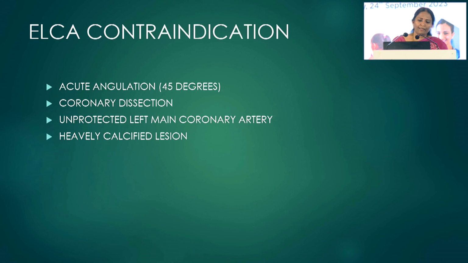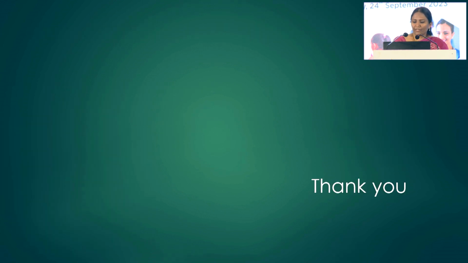It is contraindicated in acute angulation greater than 45 degrees, coronary dissection, and heavily calcified lesion; in unprotected left main we have to use it with caution. So with the help of ELCA, we will be able to achieve a good result, and also there is a risk of perforation and a risk of rupture of the vessel. So we should know when to stop this, and now I stop my presentation. Thank you.